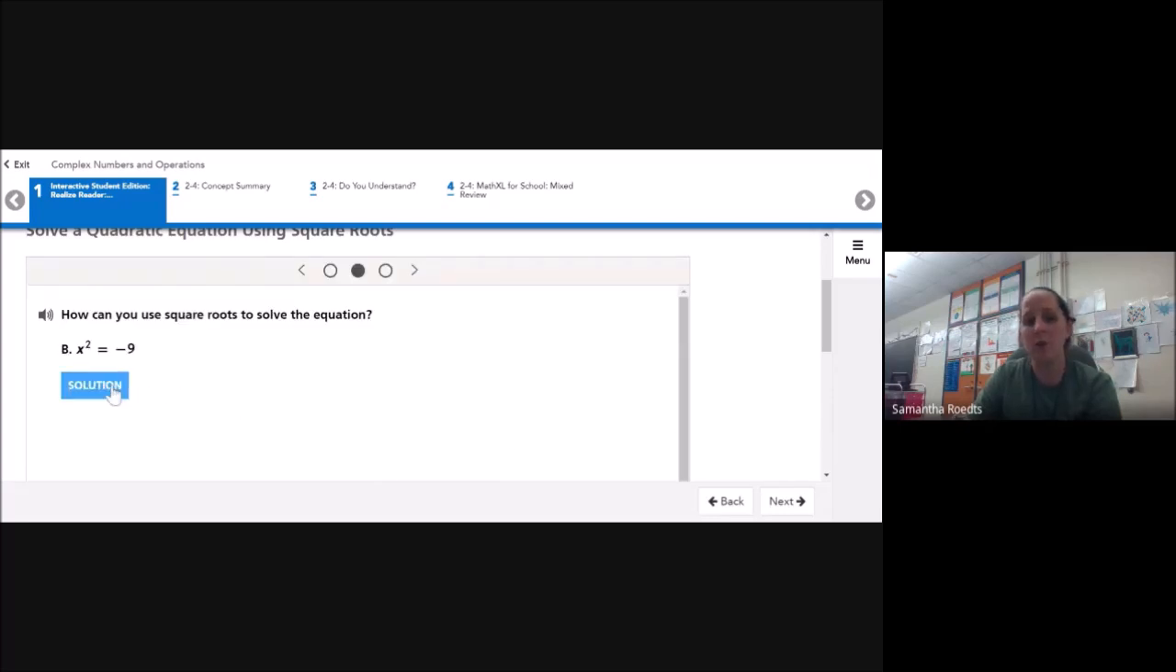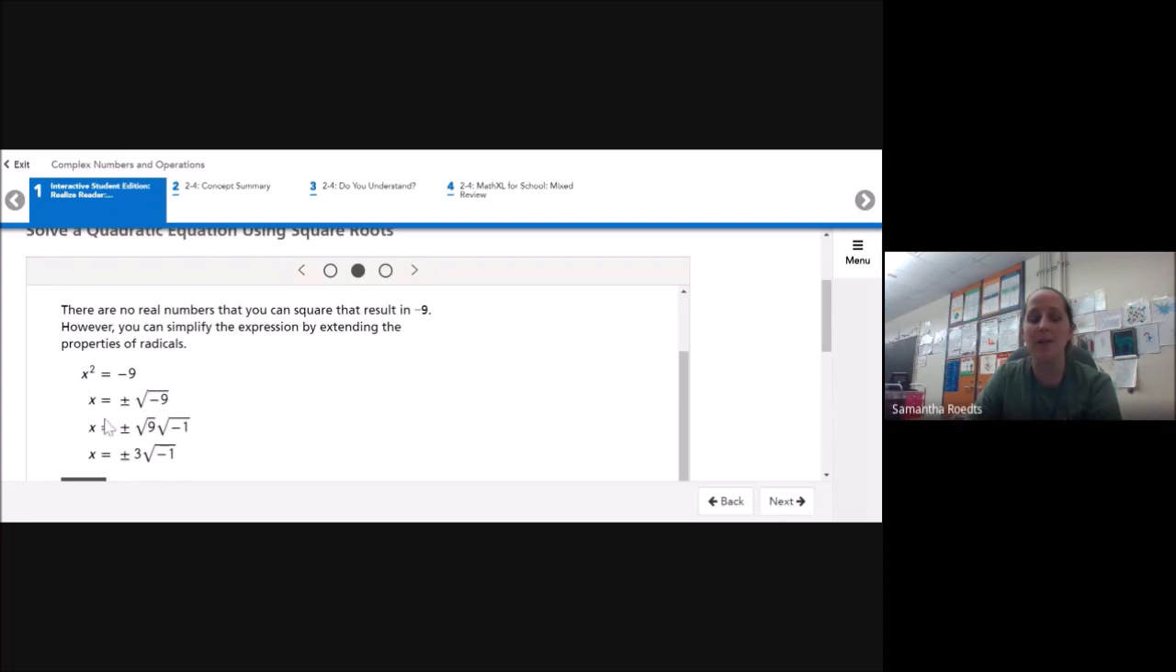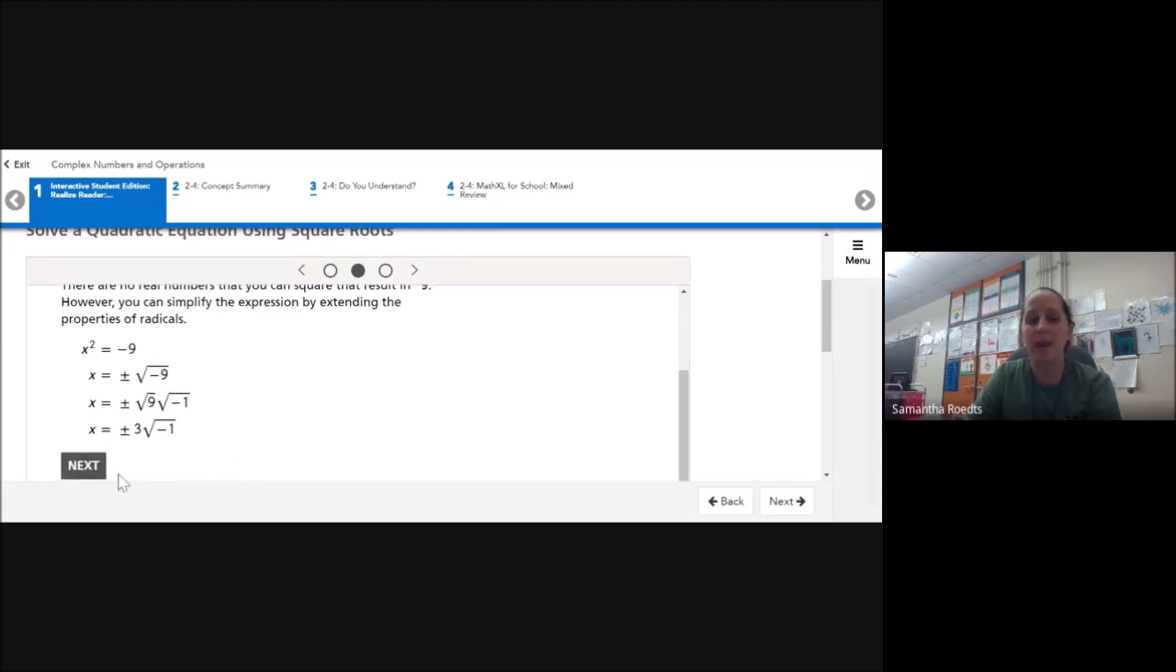So how can we use square roots to solve the equation x squared equals negative 9? There are no real numbers that you can square that result in negative 9. However, you can simplify the expression by extending the properties of radicals. x squared equals negative 9, so x equals plus or minus the square root of negative 9. I can then break negative 9 down into 9 times negative 1. The square root of negative 9 is 3 times the square root of negative 1.